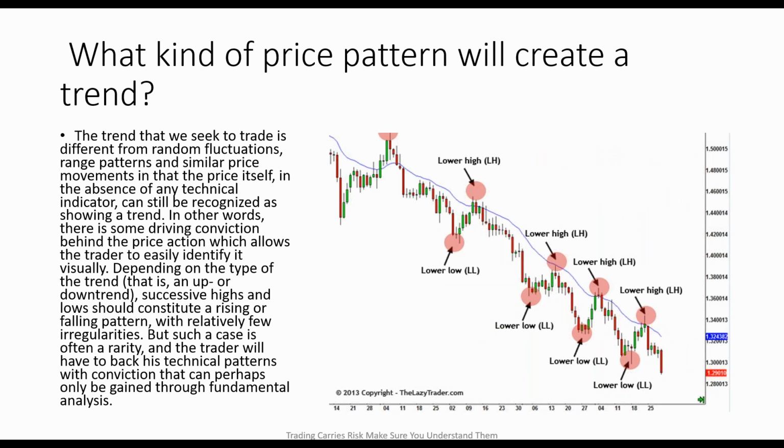Now, the trend we seek to trade is different from random fluctuations. Okay. Range patterns and similar price movements, in that the price itself, in the absence of any technical indicators, can still be recognized as showing a trend. Okay. In other words, there is some driving conviction behind the price action, which allows the trader to easily identify it visually. Depending on the type of trend, that is an up or a downtrend, successive highs and lows should constitute a rising or falling pattern.